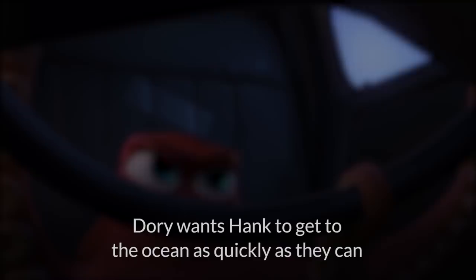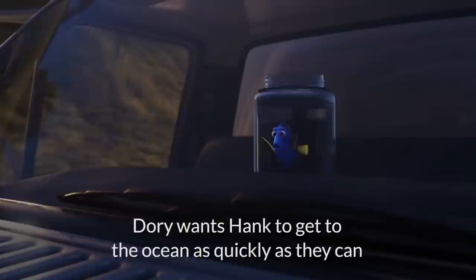Here, floor it is an informal way of telling someone to drive as fast as possible. Dory wants Hank to get to the ocean as quickly as they can before they get caught by the police.